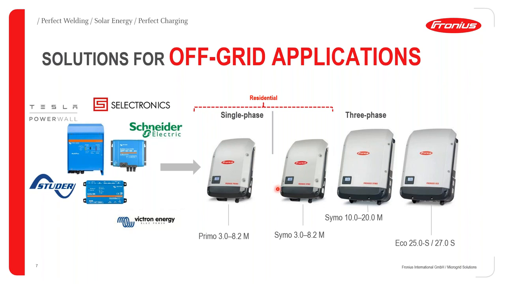And these, of course, blend very well with all our grid-tied inverter product lines, including the small inverters, that is the Primo 3 to 8.2, and the small Symo, also 3 to 8.2, which are usually used for residential purposes. And then, of course, the big inverters, which we prefer to call the big Symo, and then the Eco, that is the Symo 10 to 20 kilowatts, and then Eco 25 and 27 kilowatts. So these are basically used for commercial installations.